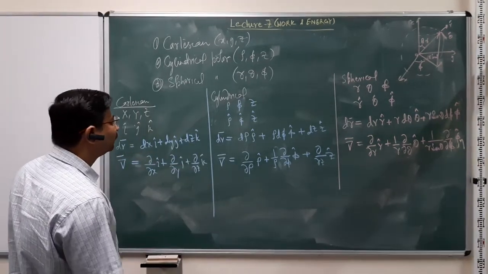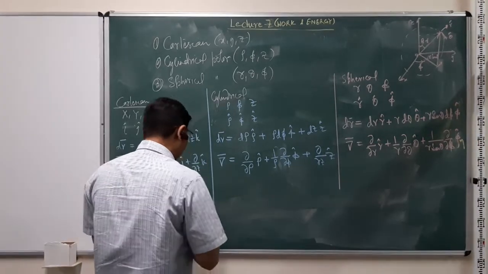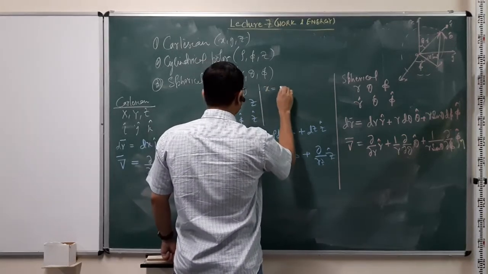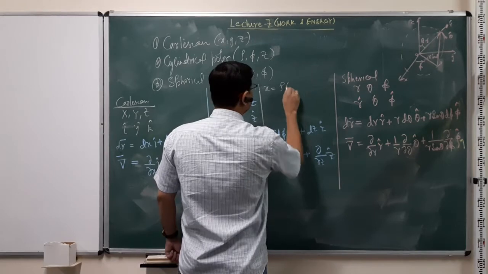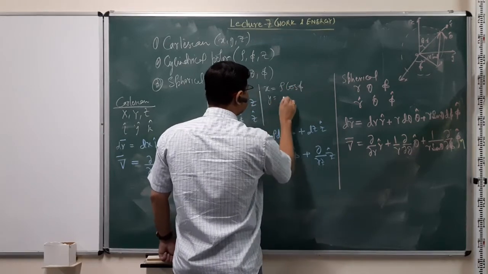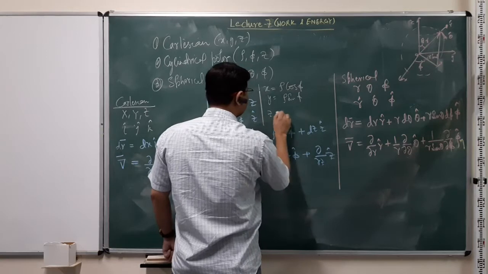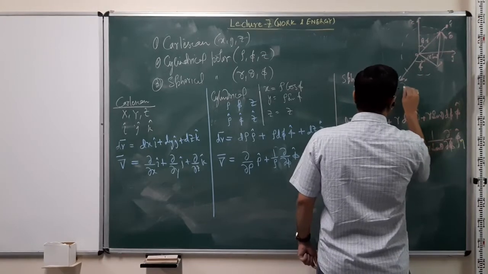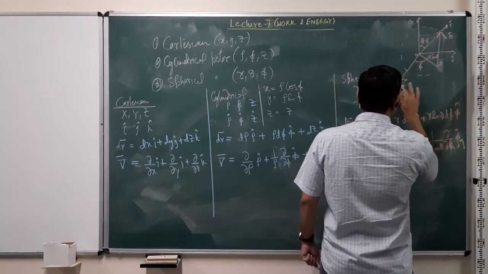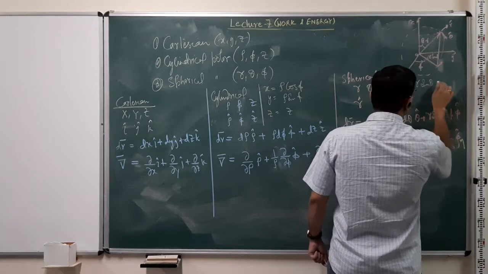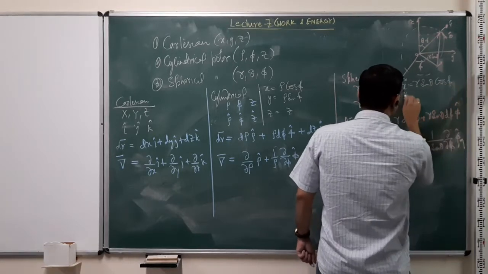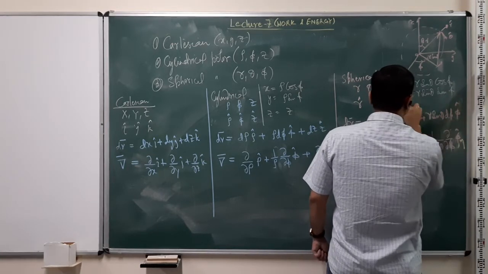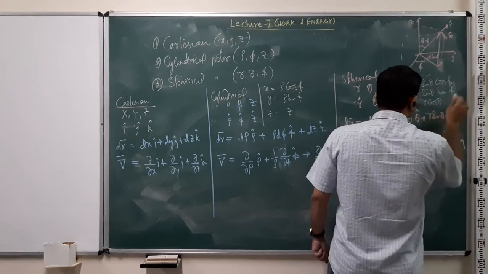So do we need to write down something else? Well, I can write down the relations here. So let's say in cylindrical polar, x is equal to rho cos phi, y is equal to rho sin phi, z is equal to z. Just to connect it to the Cartesian coordinate system. Here in spherical, x is equal to r sin theta cos phi, y is r sin theta sin phi, and z is r cos theta.